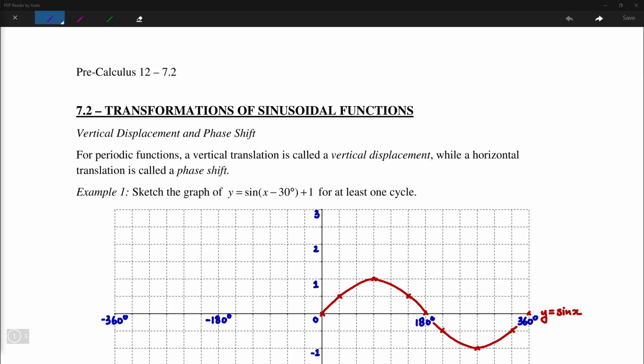Hello everyone, so today we're going to go over section 7.2, transformations of sinusoidal functions. With a periodic function, a vertical translation is called a vertical displacement, and a horizontal translation is called a phase shift. So in our example 1, we are looking at the function y equals sine of (x minus 30 degrees) plus 1. So we have a phase shift of 30 degrees to the right and 1 unit up.